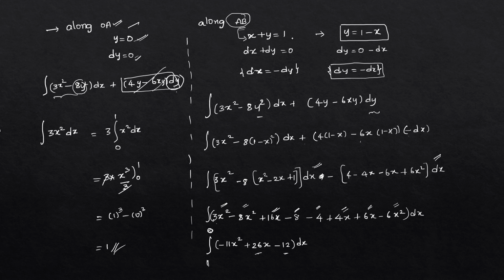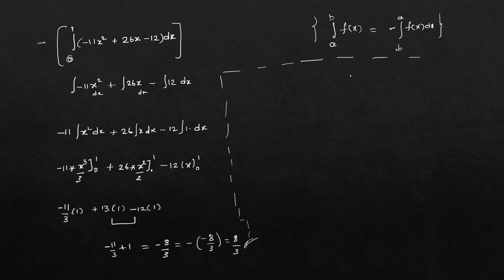So here I wrote the y value in terms of x. I wrote the entire y value in terms of x, and dy also in terms of dx. So what I did here is replace dy terms with dx and y terms with 1 minus x. After that I did the integration and I got the values.